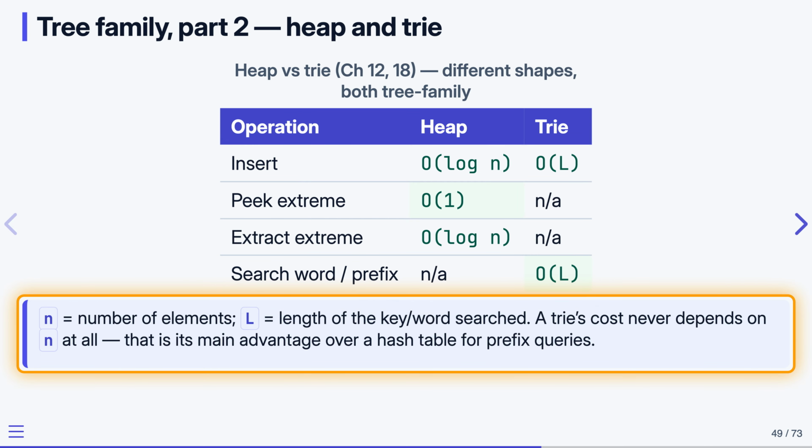Keep these two symbols straight. Small n is the number of elements. Capital L is the length of the key or word you search for. A trie's cost never depends on n at all. That is its main advantage over a hash table for prefix queries.